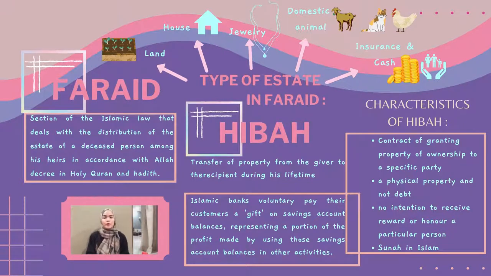There are 5 types of estate in Faraid, which are land, house, jewelry, domestic animal, insurance, and cash. For the hibah, Islamic banks voluntarily pay their customers a gift on saving account balances, representing a portion of the profit made by using those savings account balances in other activities.